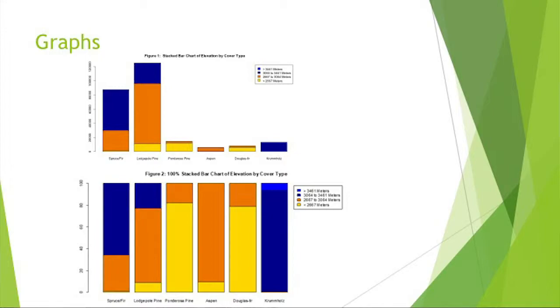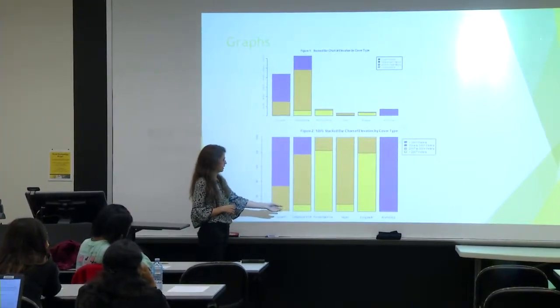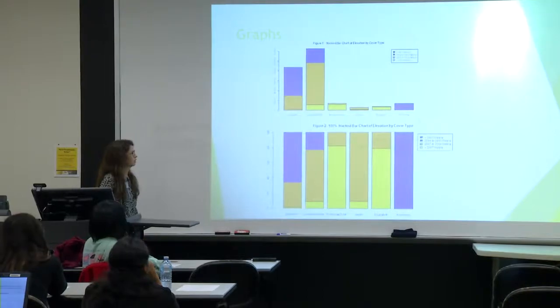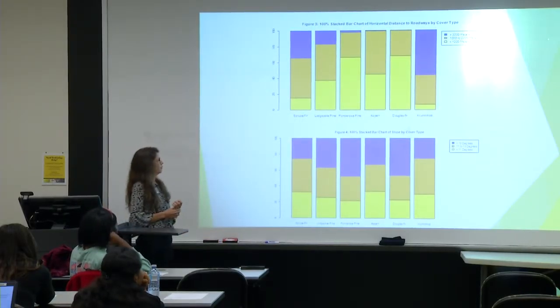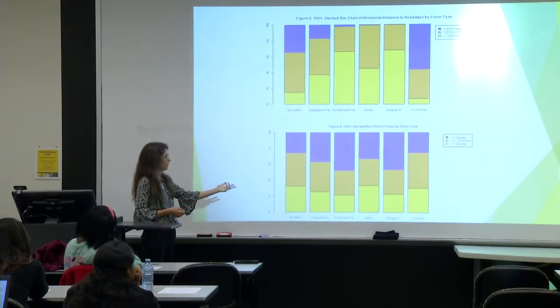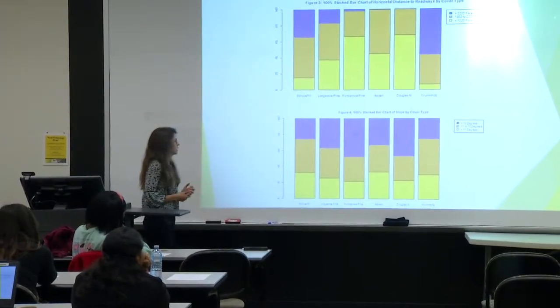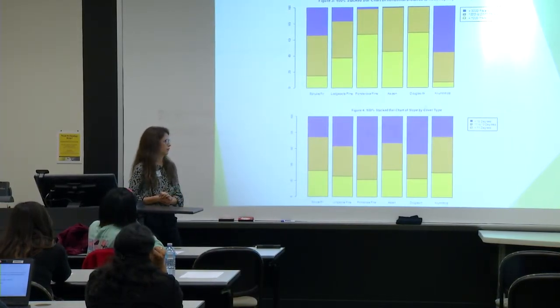And here you can see these are just some graphs. The predominant tree type in this data set is lodgepole pine right here, and ponderosa pine and Douglas fir do better on low elevations. This is elevation by cover type. And up top, this is the distance to roadways by tree type, and ponderosa pine and Douglas fir do better closer to the roads. And down here, this is slope by cover type, and lodgepole pine and aspen do better on lower degree, smaller slopes, and ponderosa pine and Douglas fir do better on steeper slopes.